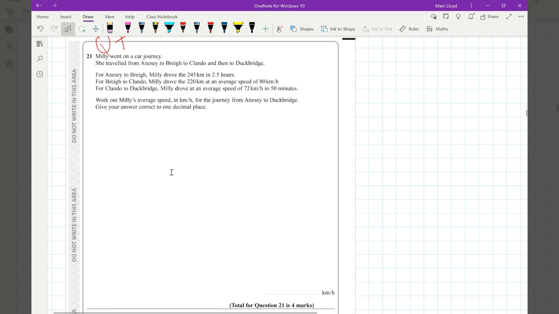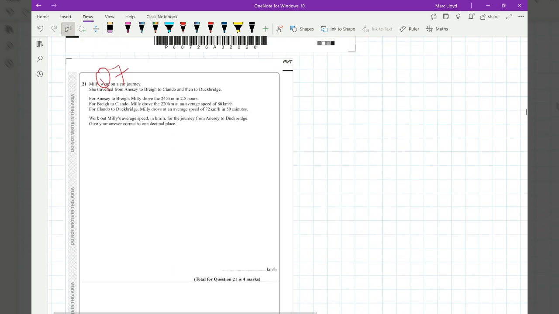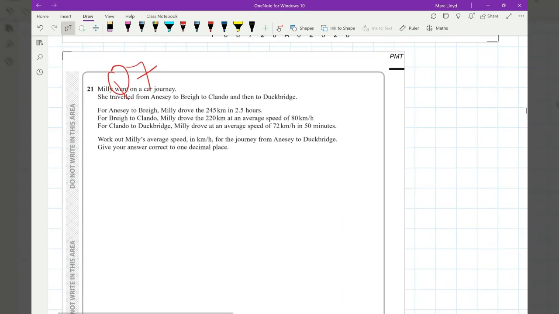Question 7. Let me put my keyboard away. This looks wordy. Okay, so Millie went on a car journey. She travelled from Annecy to, I can't even pronounce these places, A, B, C, D, we'll call them. From A to B, Millie drove 245 in 2.5 hours. B to C, and then we've got C to D. Work out her average speed for the whole thing.